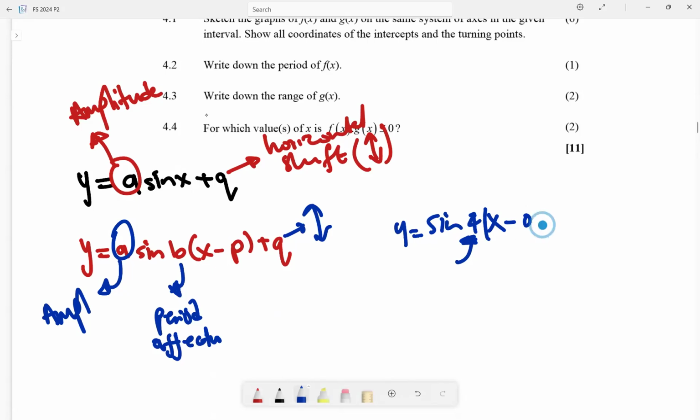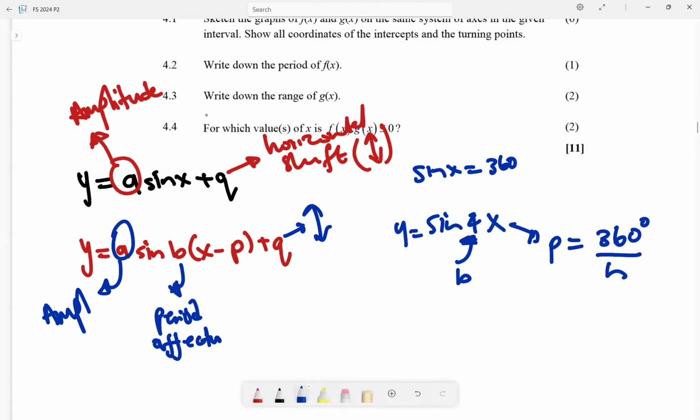So it is just sin 4x, and this is your B. It affects the period. For the normal sine, sin x, the period is 360. But now if it has 4x like this, your period will be the normal period, 360, divided by B. This is your new period.